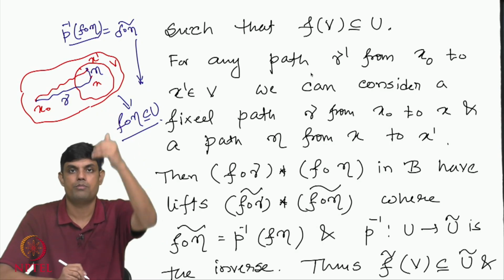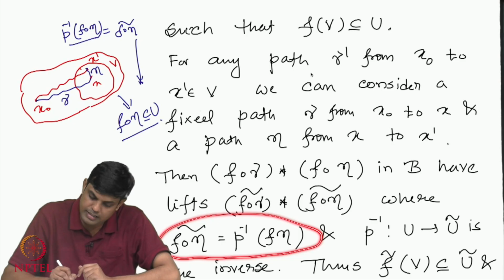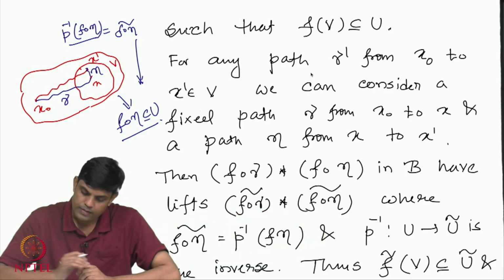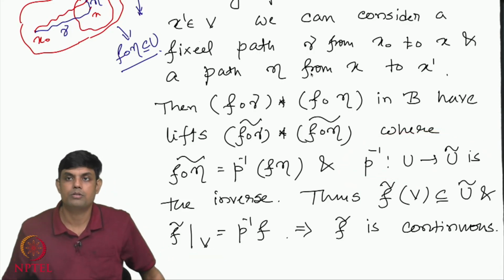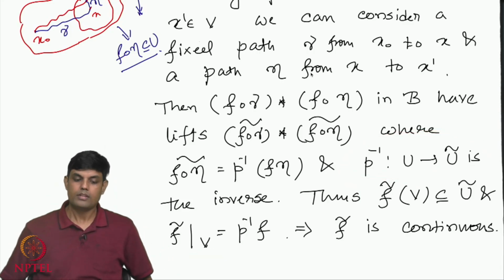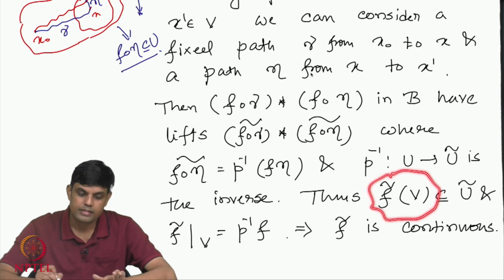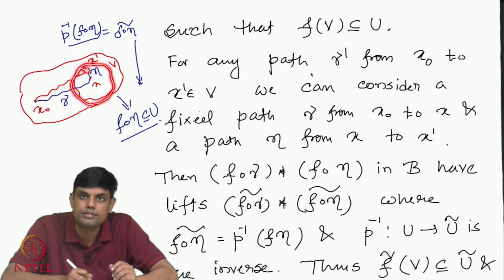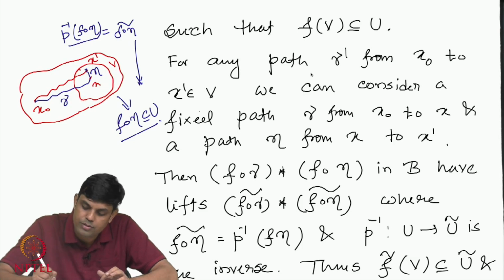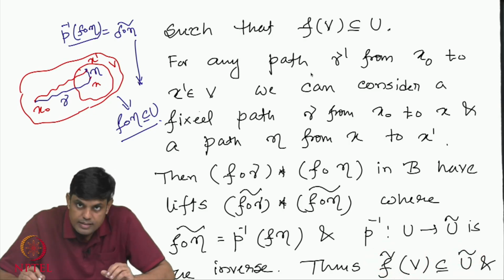The evenly covered neighborhood is homeomorphic to the top space. I am just taking the inverse image. So F compose eta tilde is P inverse of F compose eta, and P inverse is an inverse of a homeomorphism, therefore it is continuous. Therefore what I get is F tilde of V, for any point, this is true. So in particular this is always going inside P inverse of U, which is U tilde. So F tilde of V goes inside U tilde.